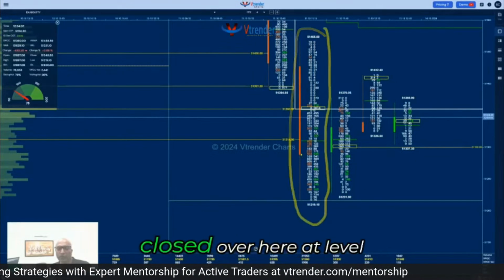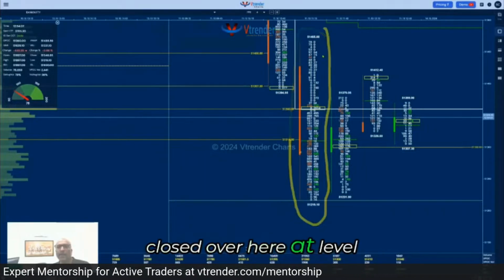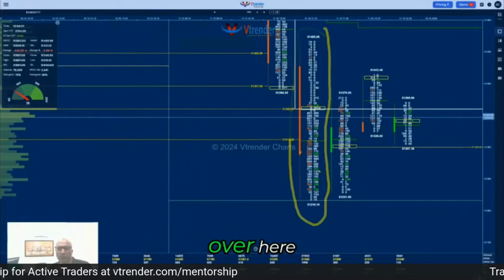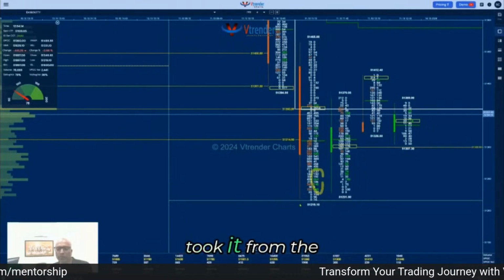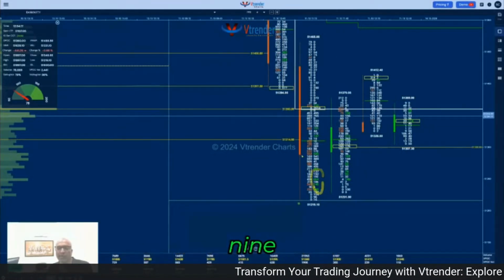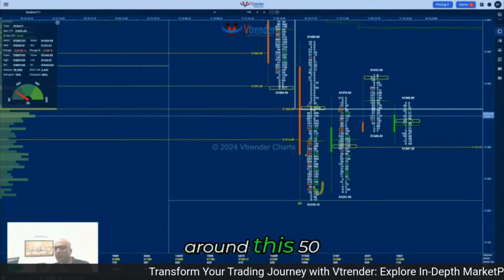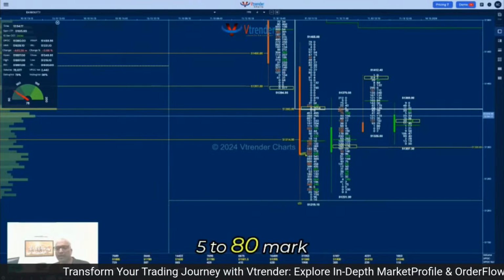Now, this candle has closed over here at 11:15. Why did it close over here? Because it met a little bit of serious buying over here. Took it from the lows of 51,219 and placed it right here, around this 51,275, 280 mark, right?